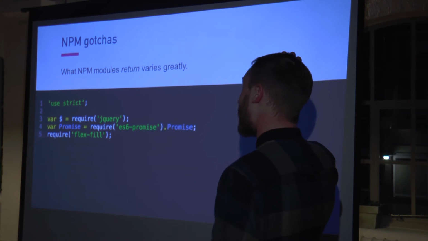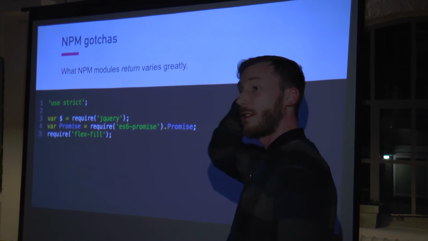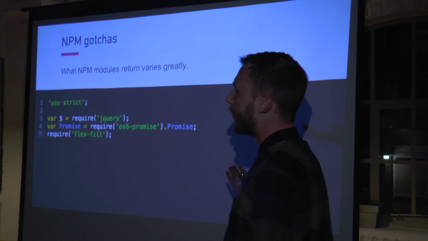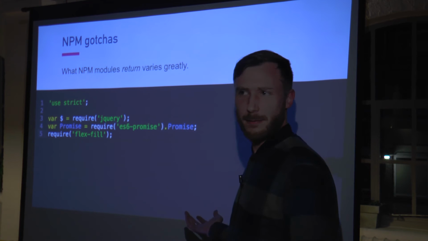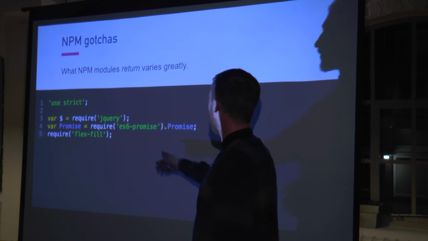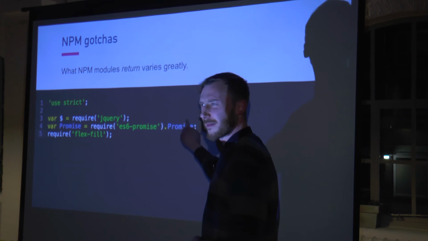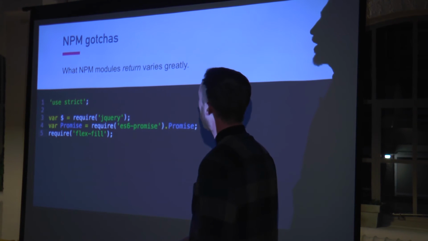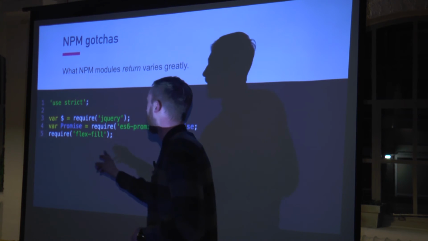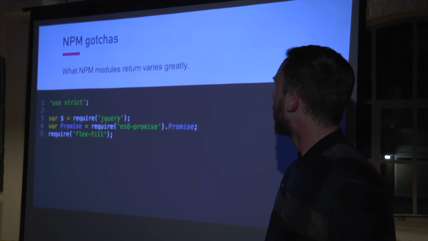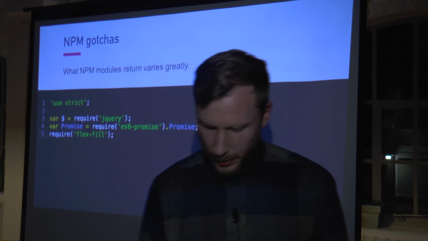As for gotchas, I suppose the only gotcha really, and this is just a general Node gotcha, is that what an actual NPM module returns varies wildly. So if you're using this nice handy ES6 promise polyfill, you've actually got to attach it to that particular property. Some things don't actually return anything at all, which I suppose happens in other situations. But I've definitely had some NPM weirdness or Node module weirdness.